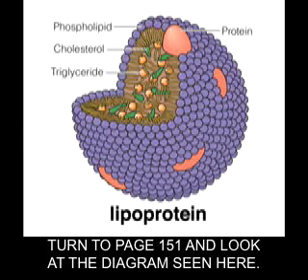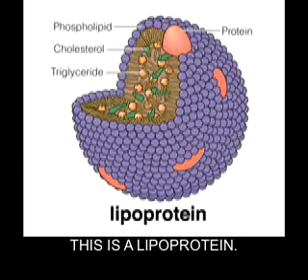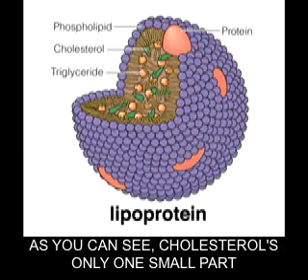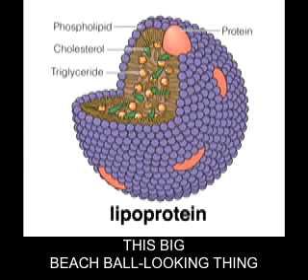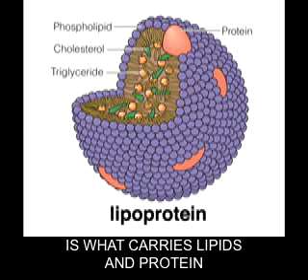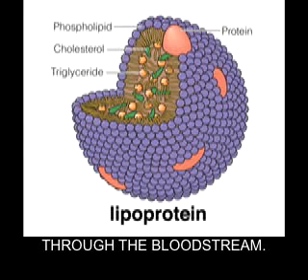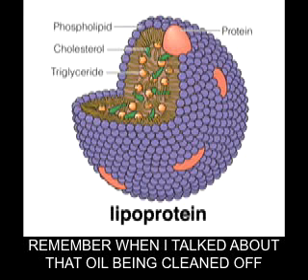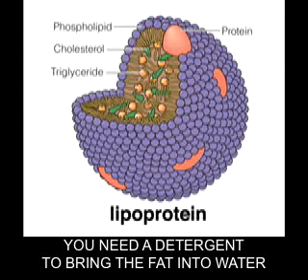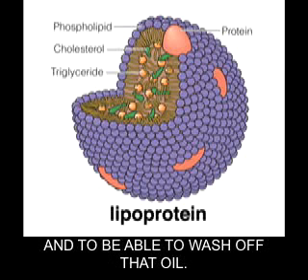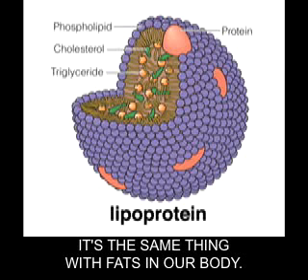Turn to page 151 and look at the diagram seen here. This is a lipoprotein. As you can see, cholesterol is only one small part of the lipoprotein. This big beach ball looking thing is what carries lipids and protein through the bloodstream. Remember when I talked about that oil being cleaned off the dirty plate with a sponge? You need a detergent to bring the fat into water and to be able to wash off that oil. It's the same thing with fats in our body.